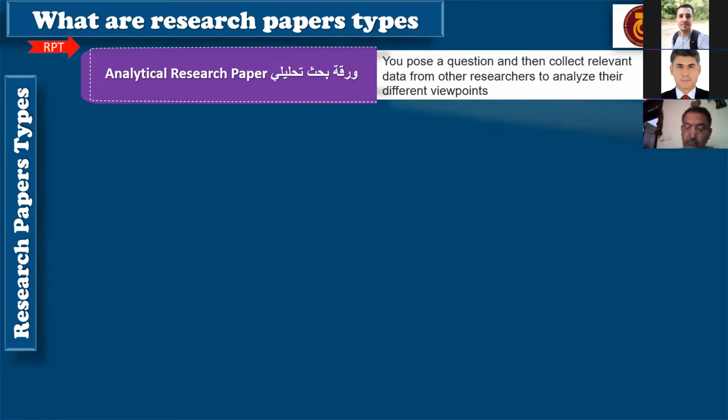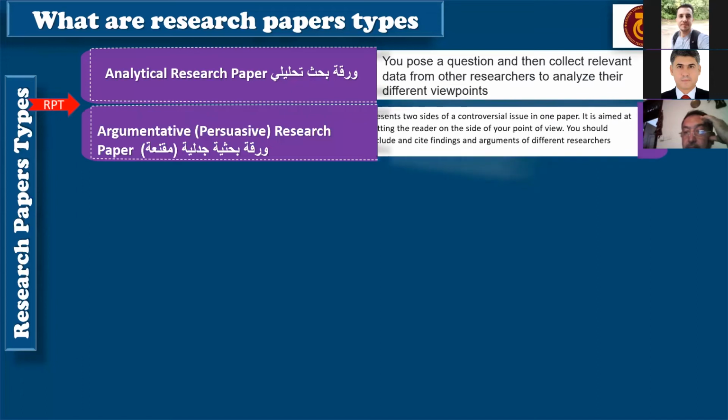So we have a research paper, but we have many types of research paper. The first type is the analytical research paper. The second type, we have the argumentative or sometimes persuasive research paper. In the argumentative research paper, there's a presentation of two sides of a controversial issue in one paper. This aims at getting the reader on the side of your point of view. You should include and cite findings and arguments of different researchers.